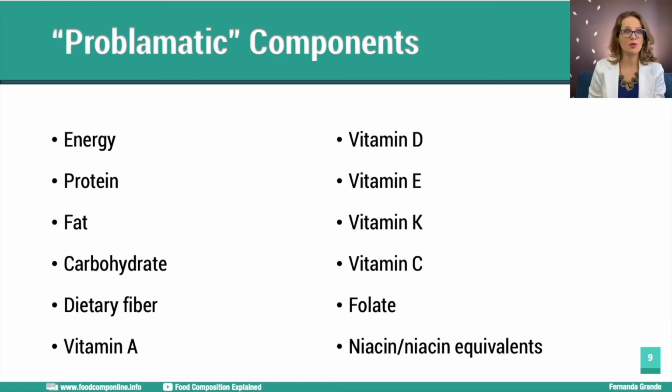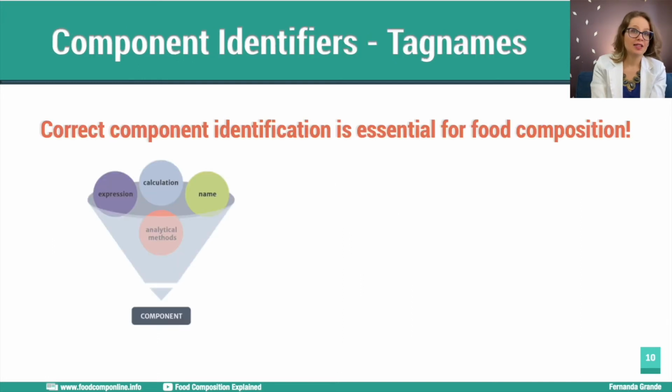The units and denominators, and also the definition of the component regarding how it was analyzed, meaning that we need to know the analytical method that was used, or the definition of the component and how it is calculated in the food composition table. So given the importance of a precise component identification, and since it can be a difficult task for regular users of food composition data, INFOODS created the component identifiers, also called TAGNAMES.